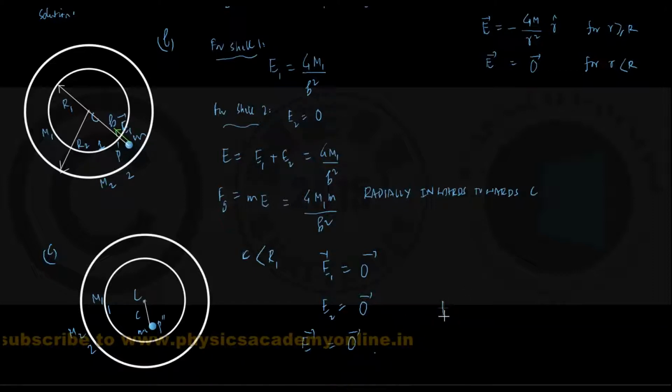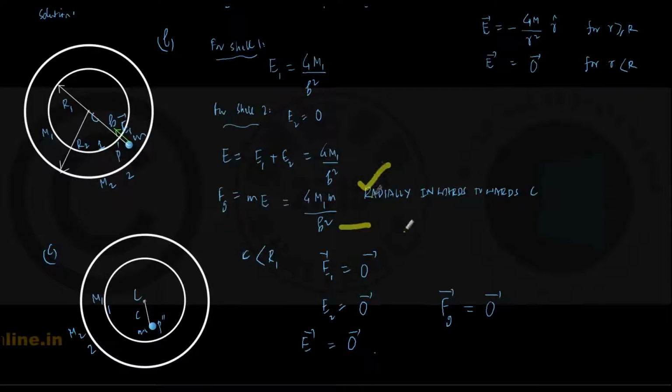So we conclude that in this last case, the gravitational force on the particle of mass small m is a null vector. There is no force acting on it. So here are the answers of different parts of the questions. In this page we have done the part B and the part C.